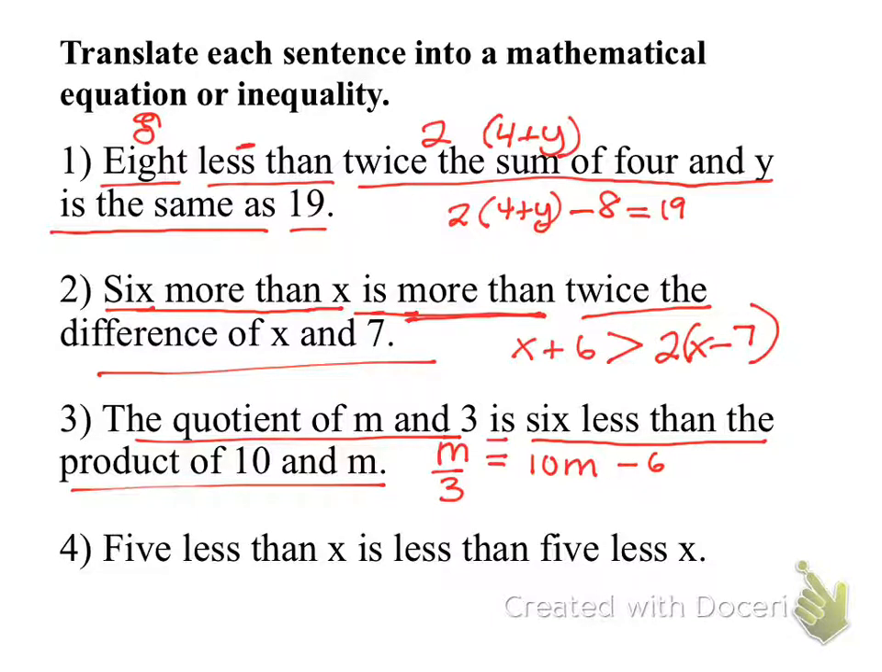Okay, next. Tasmia. x minus 5 is less than 5 minus x. That's fun. That's like a tongue twister. 5 less than x is less than 5 less x. Okay, are there any questions?